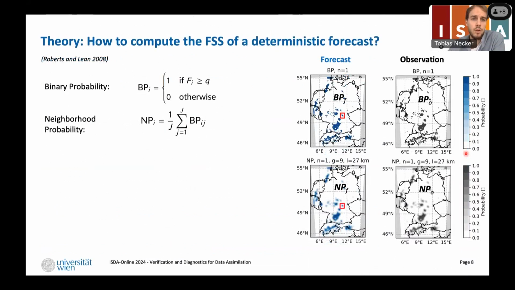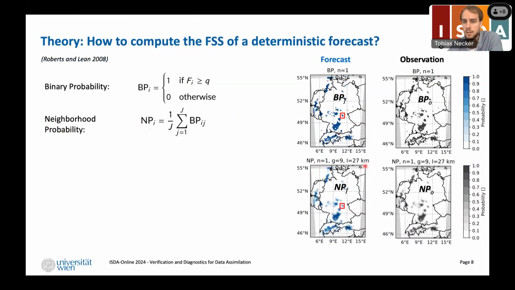So how to compute the FSS for a deterministic forecast, to get us all on the same page? I want to briefly recall how this is done. First, you have your forecast and observed field that you convert into a binary probability by using a precipitation threshold. Let's say every precipitation event stronger than 1 millimeter. And then you get this binary probability field, and then you apply the neighborhood operation.